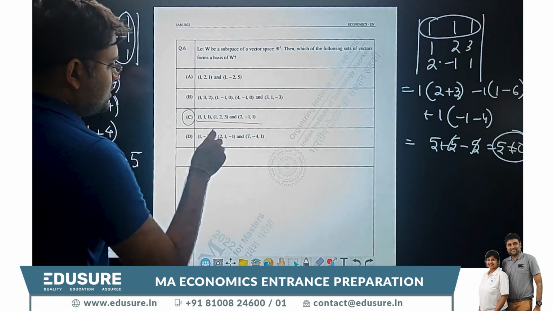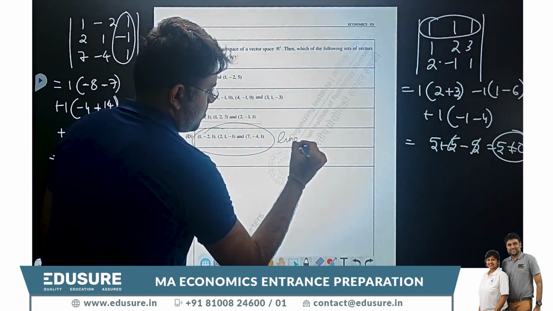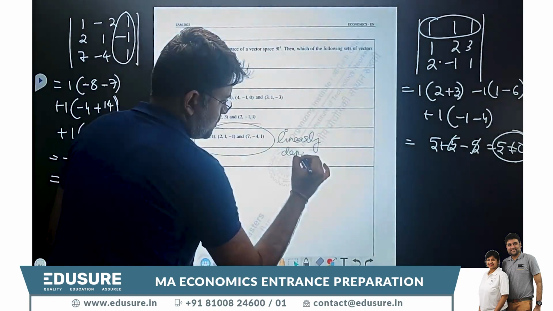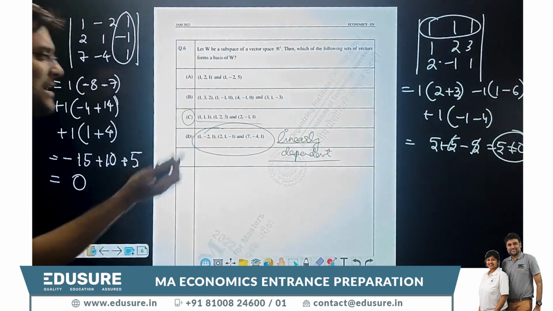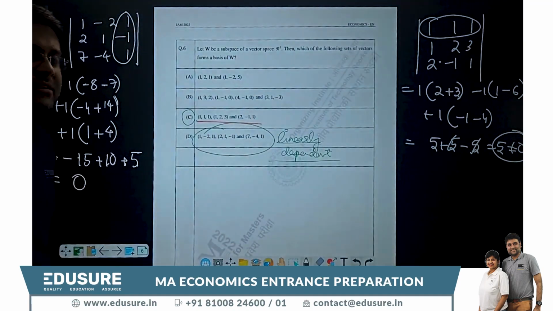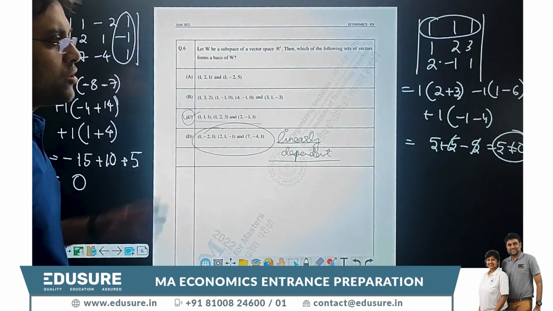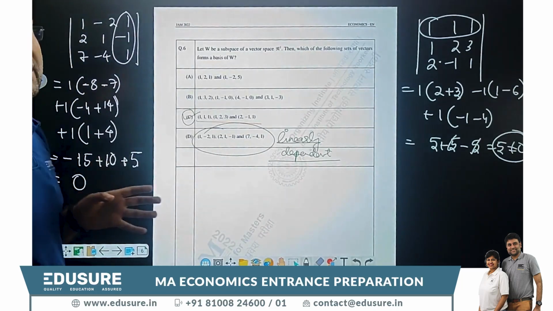Therefore, these have to be linearly dependent. It has to be linearly dependent. No two ways about it. ठीक है? तो आंसर क्या है? C. You don't have to verify D, but yet we have verified. हमने verify कर लिया है. ठीक है?